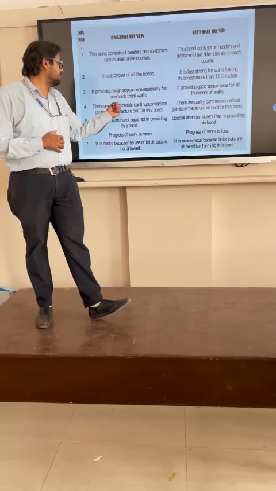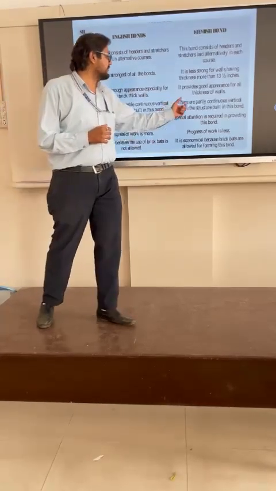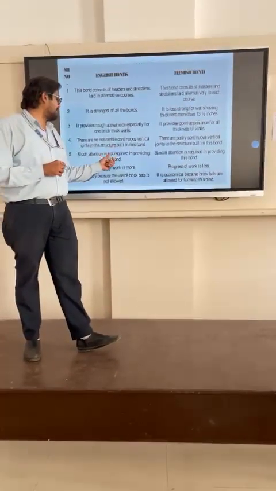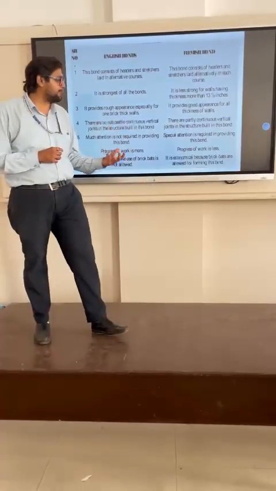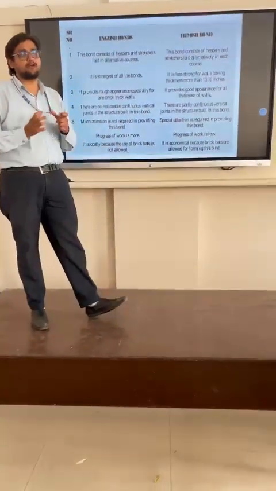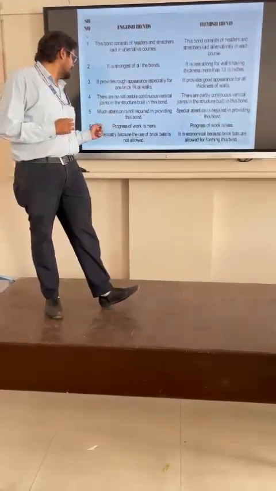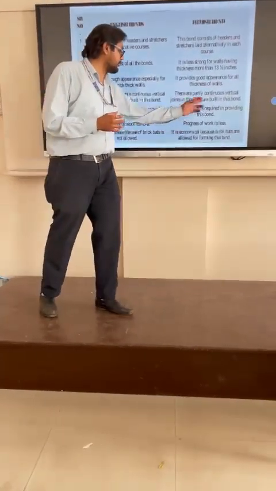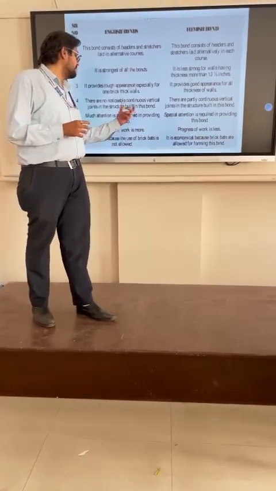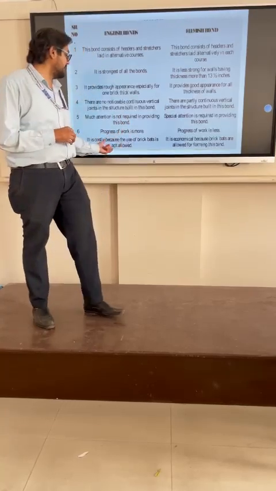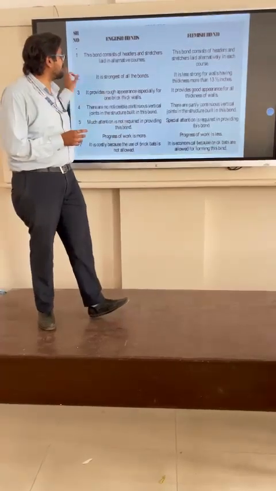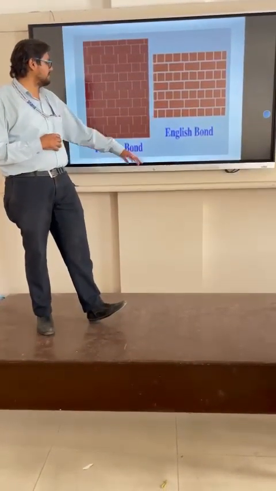There are no noticeable continuous vertical joints in English bond, while in Flemish bond some vertical joints are possible. Special attention is not required for this bond because the layer is the same for every course. Here separate attention is required as the vertical joints may not appear in one aligned layer. Progress of this work is more, and progress of the other is less. The last point is that it is costly because we are using brick bats, since bats are allowed for this type of bond. This is also one of the schematic diagrams.